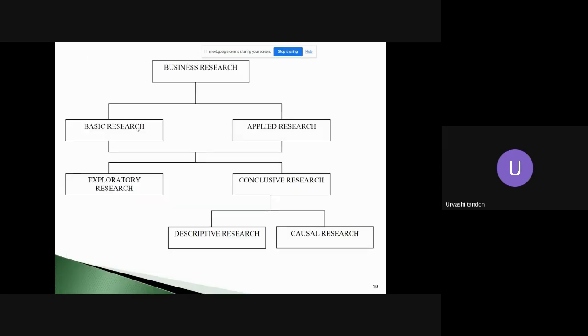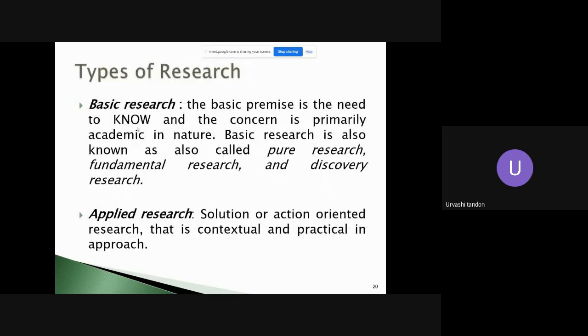So these are the types of research: basic research and applied research. Applied may, again, be exploratory, conclusive, descriptive, and causal research. Basic research is where we have the need to know. Basic research is also called pure research, fundamental research, or discovery research, right? It's a research which is related to your science, right? Something you need to find out.